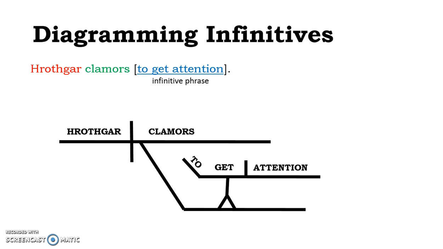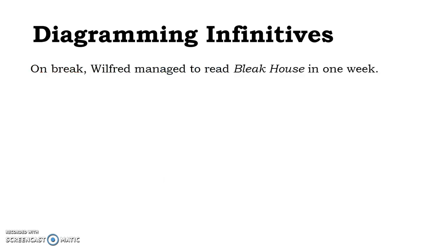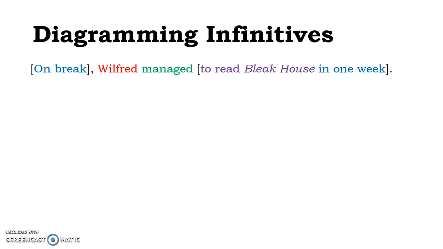So you can see that infinitives don't just operate as the subject or the direct object. You have to ask here, is this infinitive telling me something about a verb? Is it telling me something about a noun? And then diagram accordingly. On break, Wilfred managed to read Bleak House in 1 week. Let's go through this all at once. Color coded, it looks like this.